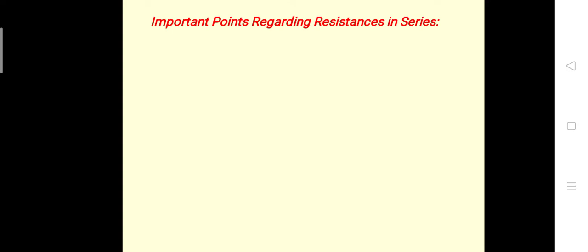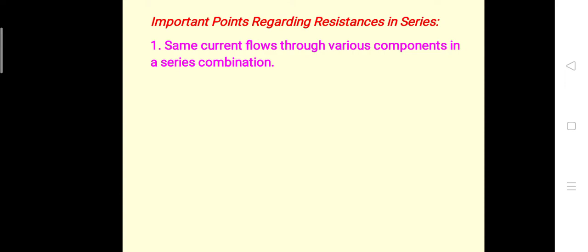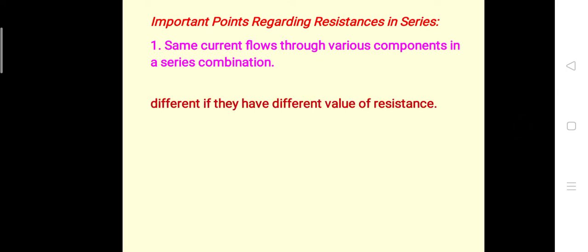Important points regarding resistances in series. Same current flows through various components in a series combination. In series combination, the same current flows through all the components which are connected in series. Second point, the potential difference across each component is different if they have different values of resistances.